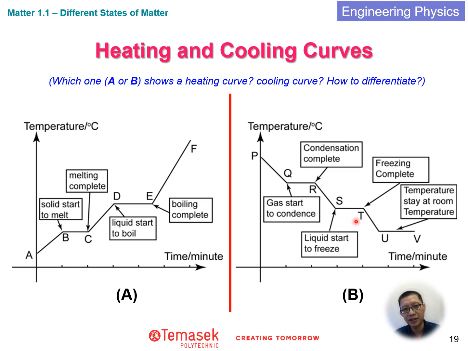From S to T, the temperature stays constant as the liquid turns into solid. Once freezing completes, the temperature continues to drop as seen from T to V. To differentiate, a heating curve shows temperature increasing with time during phase transitions, while a cooling curve shows temperature decreasing with time as substances undergo phase changes.